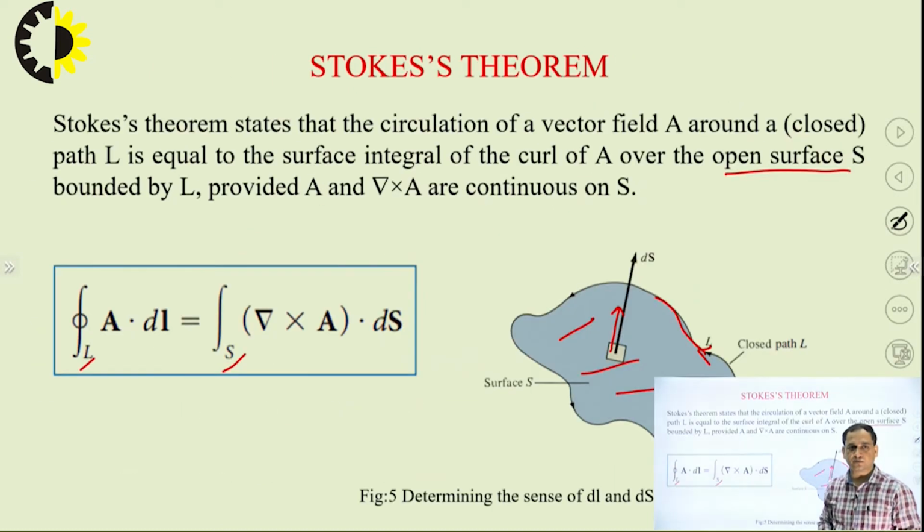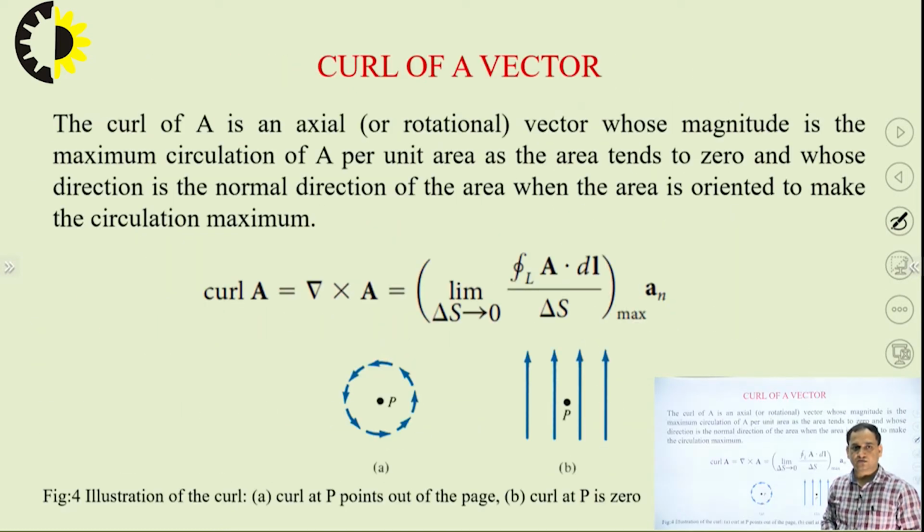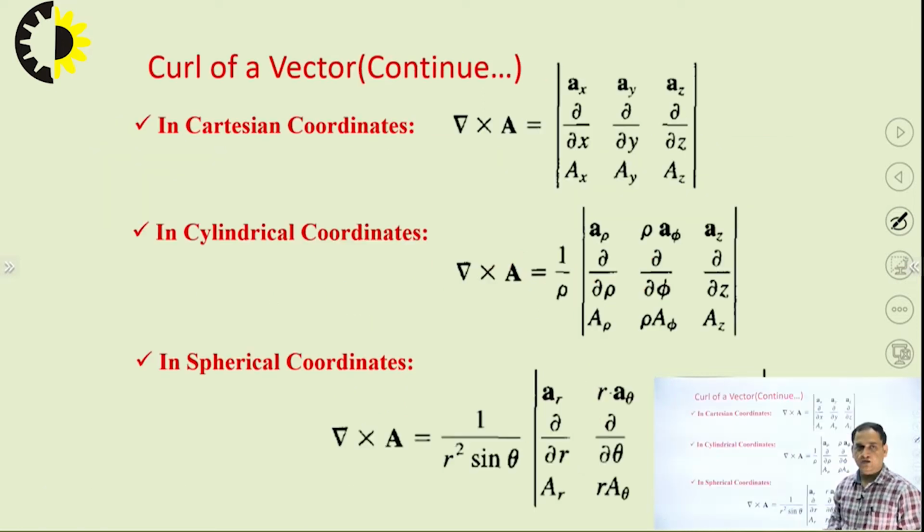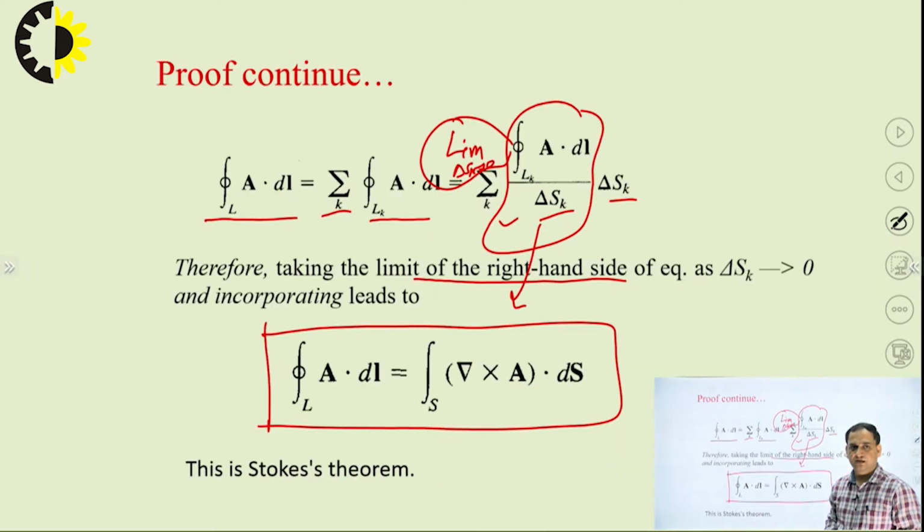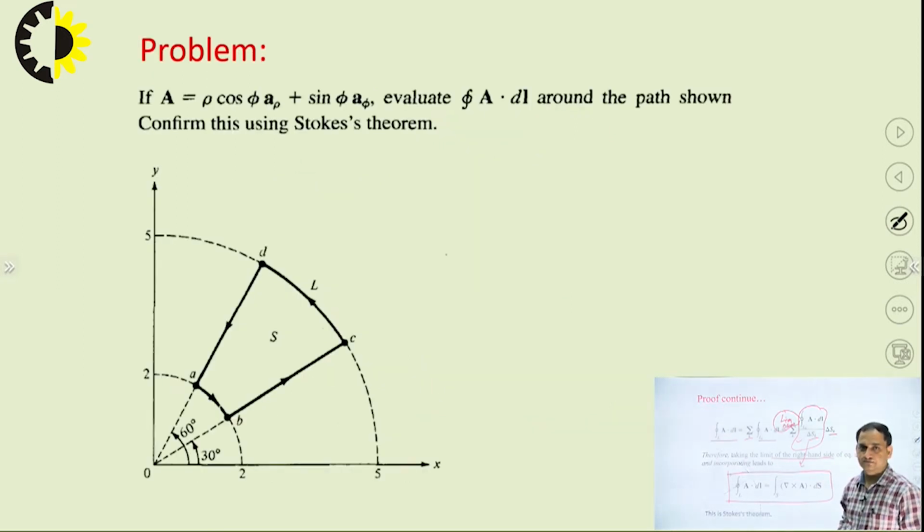If you don't remember, please go back, as it will help you to understand. That is A dot dl divided by delta S, with the limit delta S tending to 0. With this, it is equivalent to the curl of A. Okay, so the same thing is written here: A dot dl over delta S, as delta S tends to 0, and this represents del cross A into ds.